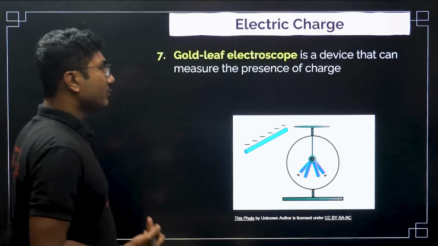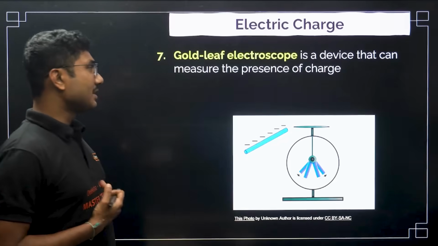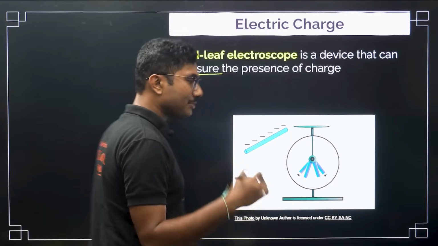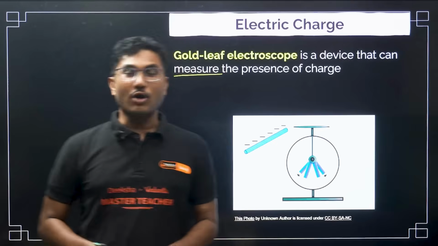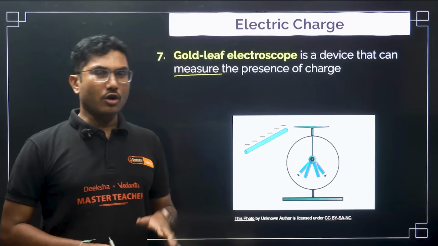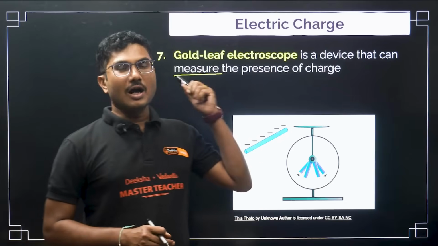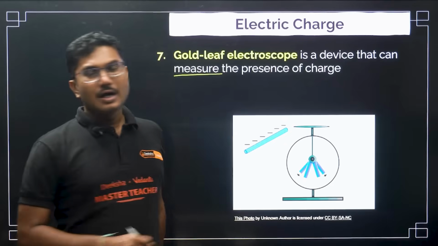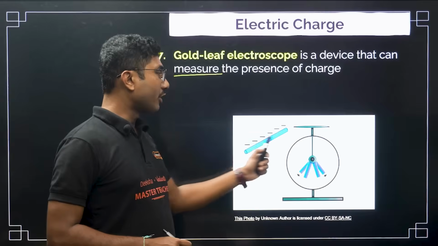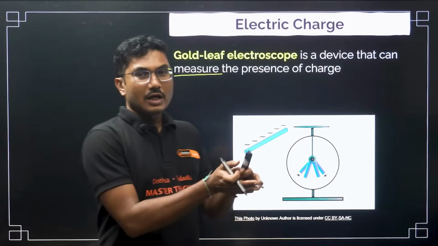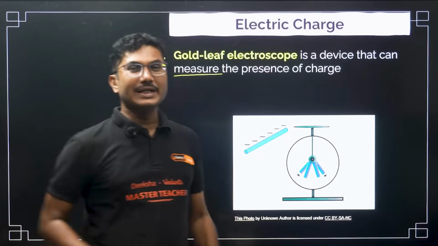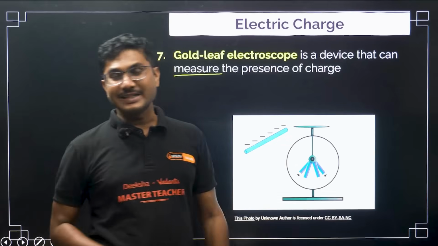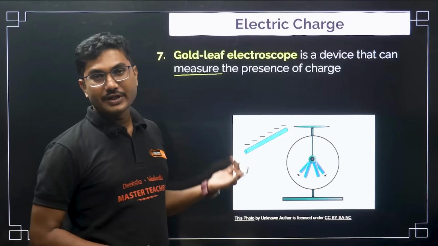A gold leaf electroscope is a device that can measure the presence of charge. It is very important. It cannot measure the quantity of charge, it can only detect the presence of charge. So if I want to test whether this pen is charged or not, I have to use a gold leaf electroscope. If I bring it near the electroscope and the leaves repel each other, the gap increases, that means we will say this object is charged. If it remains unchanged, unaffected, then we will say that the body is not charged.